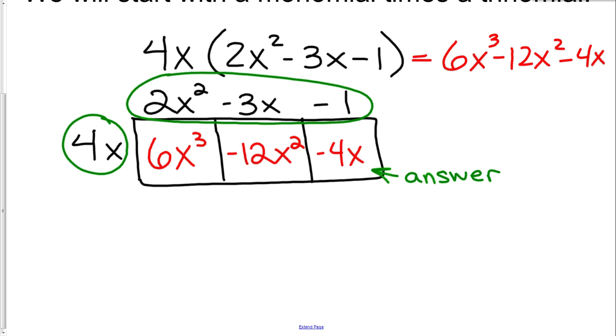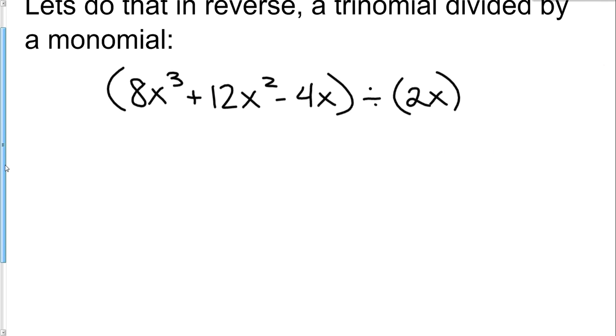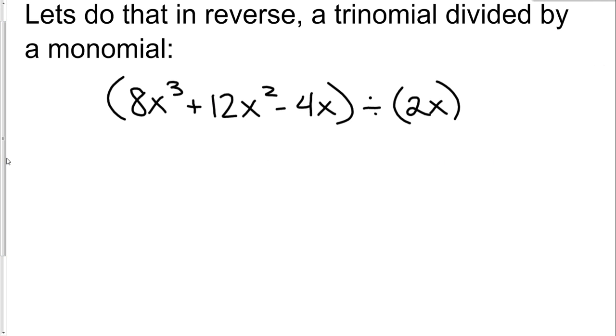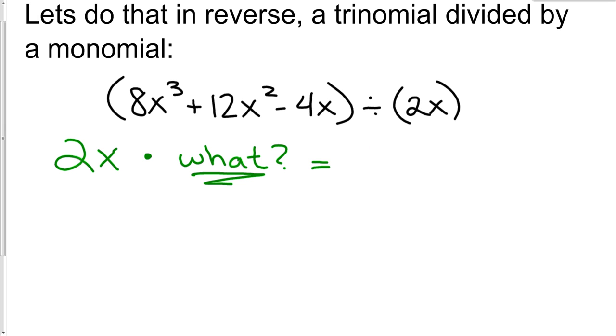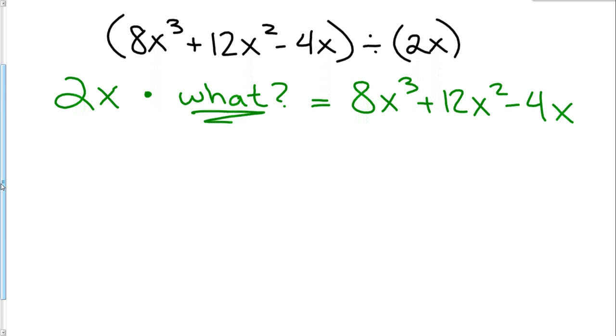So with that in mind, let's go back and look at our division problem. So we have a trinomial divided by a monomial. So rather than asking this question in division, we could say 2x times what equals 8x to the third plus 12x squared minus 4x. So if we think about it that way, now we're looking at a multiplication problem.